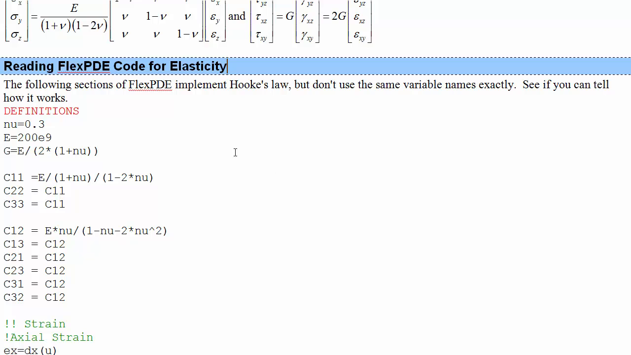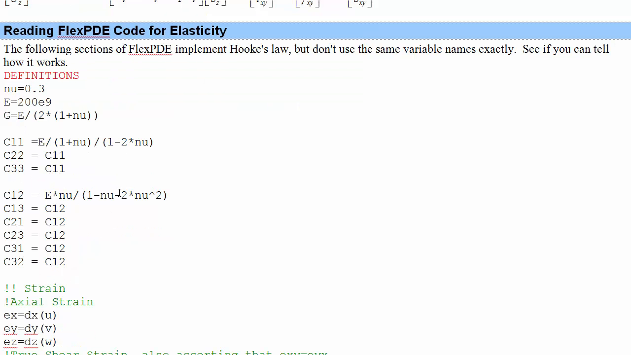All right, so next what we're going to do is program this in FlexPDE. How I'm going to do this is I'm going to show you the code, and you can just copy this out of the notes if you like. I'd like you to take a minute to go through it, and this section is going to talk you through that a little bit, just to figure out where these things are coming from.